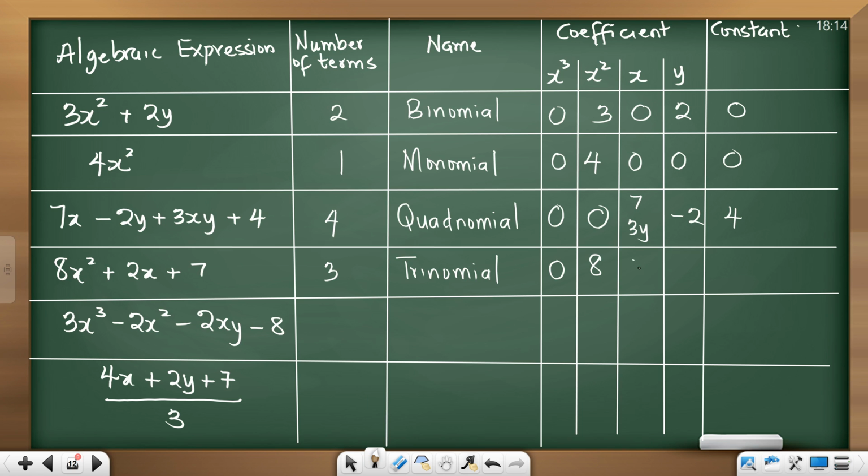Coefficient of x is 2. Coefficient of y, there's no y, and my constant value is 7. Number of terms here also 4. What is this? That's a quadnomial. Coefficient of x cubed is positive 3. Coefficient of x squared is negative 2. Coefficient of x is negative 2y. How did I get that? Cover my x. I'm left with negative 2y.